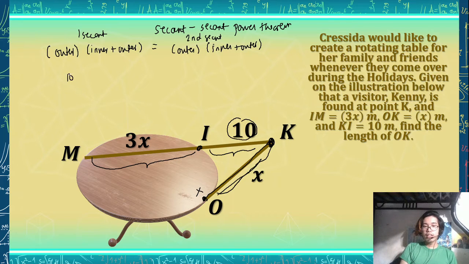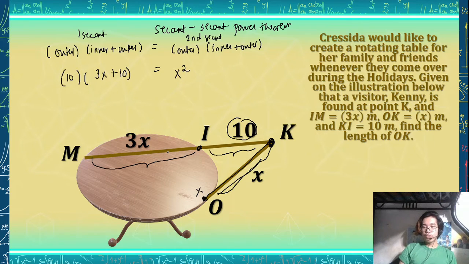What's the outer of the first secant? That's 10, multiplied by the inner and the outer, so 3x plus 10, is going to be equal to the outer of the second secant, which is just x, times itself, so that's just going to be x squared for this problem, because there is no inner and outer for this one.